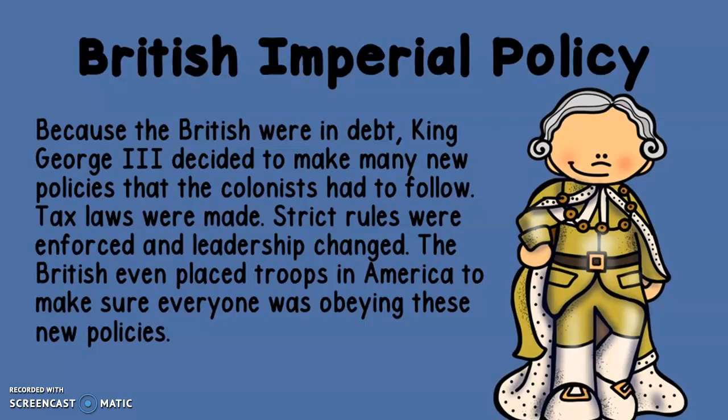The British Imperial policy. What that was is because the British were so in debt, and debt is when you owe money, King George III decided to make many new policies that the colonists had to follow. Tax laws were made. They made strict rules that they enforced, and they changed leadership. The British even put troops in America to make sure that everyone there was obeying those new policies.